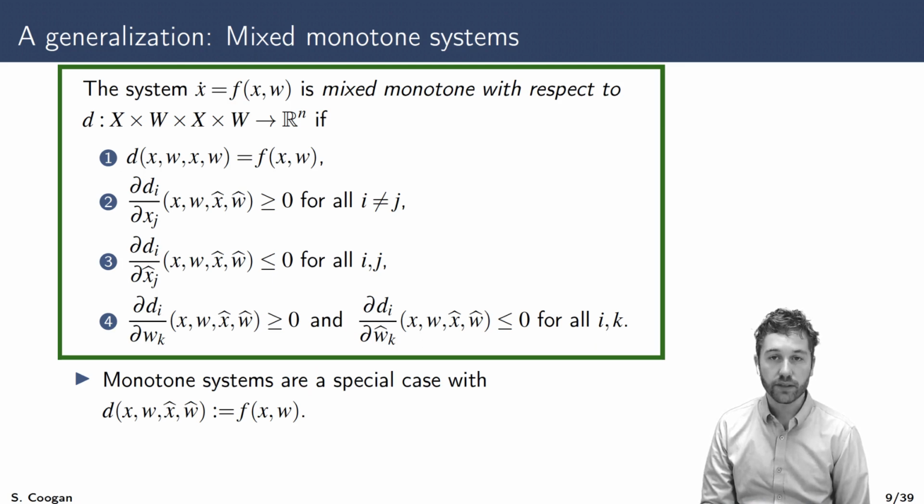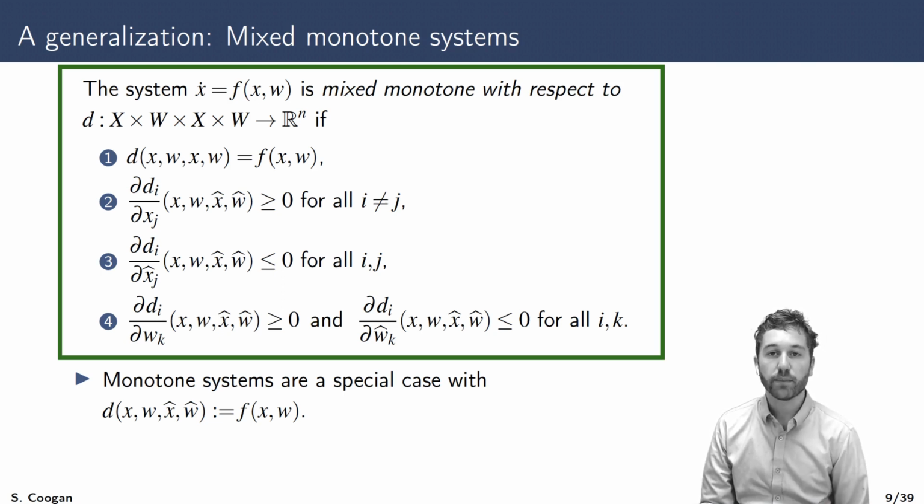Mixed monotone systems are most easily defined by generalizing the infinitesimal condition of monotonicity. The same system as before is mixed monotone with respect to a certain decomposition function d if the following condition holds. First, note that d takes twice as many arguments as the vector field f, and it's required that d recovers f if the pair x and w are duplicated in the arguments of d. This means that d contains all of the information contained in the original vector field.